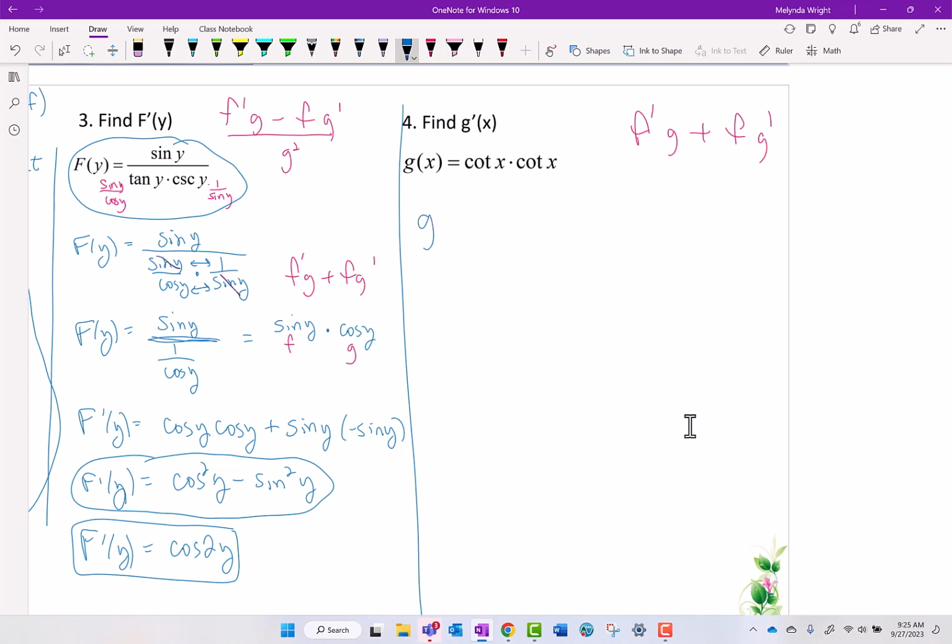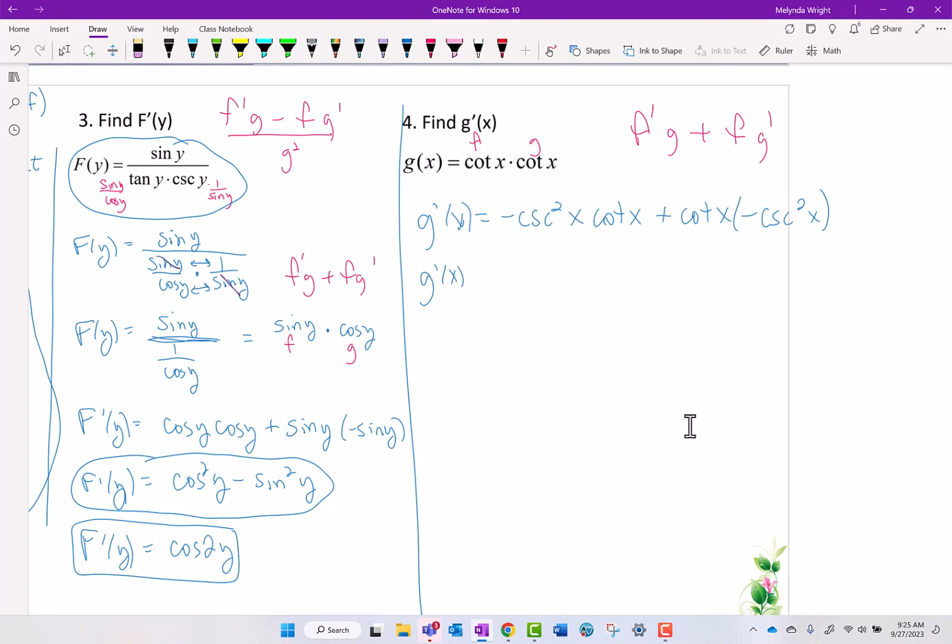Here we go. So G prime equals the derivative of cotangent, which is negative cosecant squared, copy paste cotangent, plus, pause here for a second. So this is F and this is G. Then I copy F, which is cotangent, and I take the derivative of cotangent, which we said is negative cosecant squared.